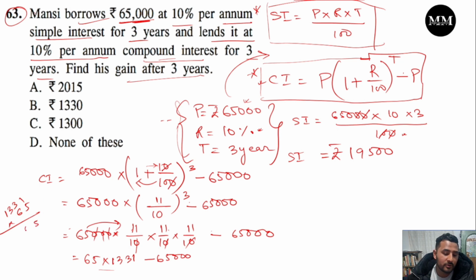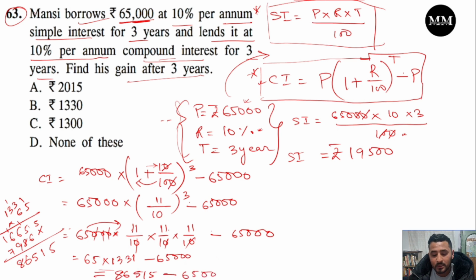So 5 ones are 5, 5 threes are 15, carry 1, 5 threes are 15 plus 1 is 16, 5 ones are 5 plus 1 is 6. Then 6 ones are 6, 6 threes are 18, carry 1, 6 threes are 18, 19, carry 1, 6 ones are 6, plus 1 is 7. So you'll get 5, then 6 plus 5 is 11, carry 1, 6 plus 1 is 7, plus 8 is 15, carry 1, 9 plus 1 is 10, plus 6 is 16, carry 1, 7 plus 1 is 8. So this one has 86515, and you have to subtract the 65,000 here. You get how much? Let me write it down nicely.